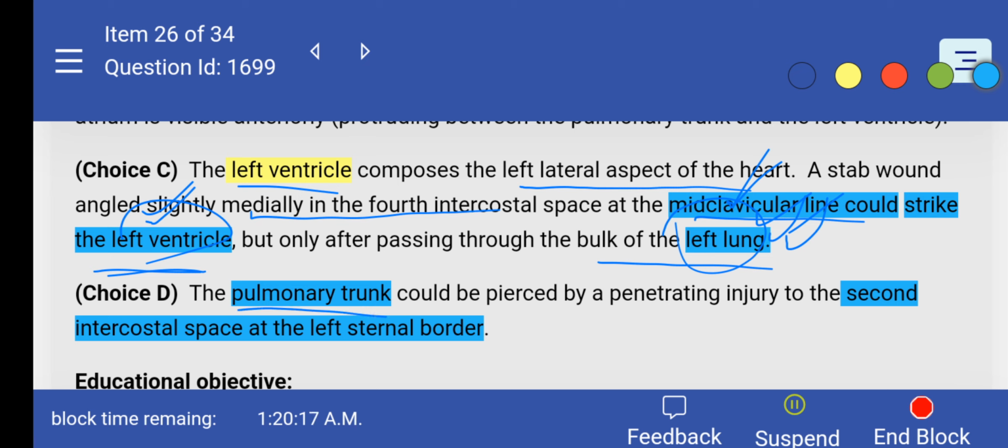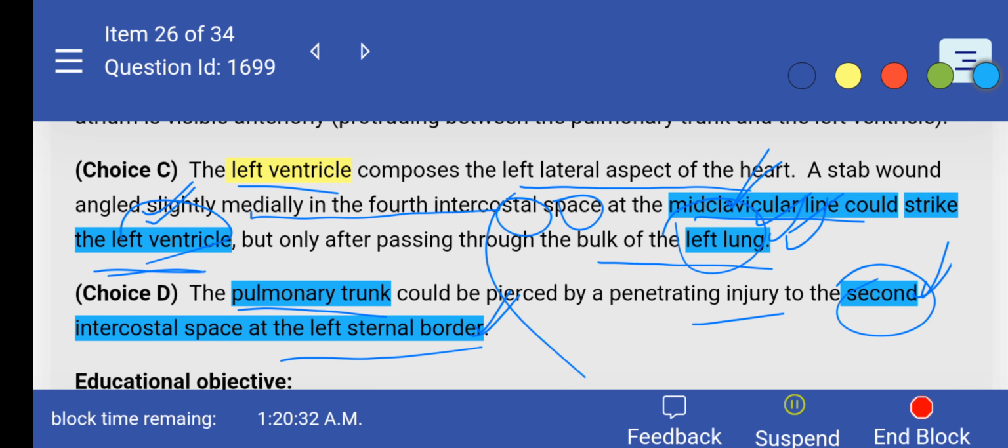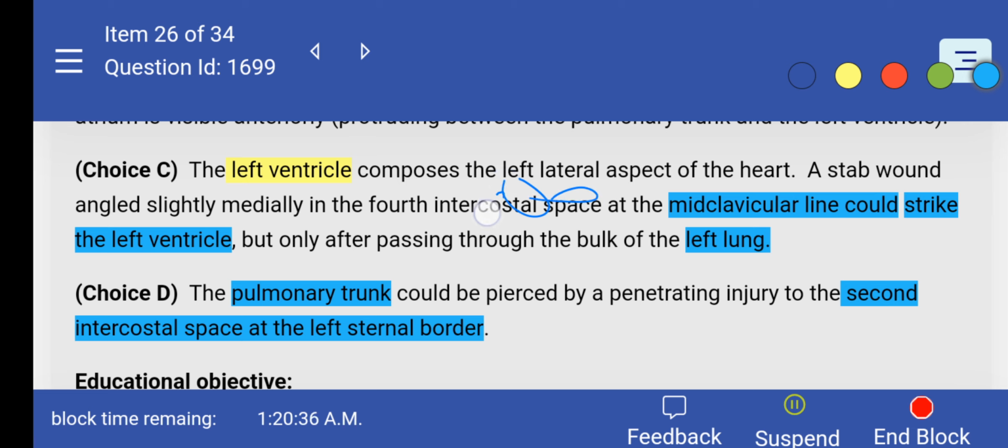Then why not option D? The pulmonary trunk could be pierced by penetrating injury to the second intercostal space at the left sternal border, right? Let me remove this. Let's say this is the heart. The aorta is on the right side, but there is crossing over; and the pulmonary artery, which is on the right side, would be shifted to the left side in the second intercostal space. So that's why it is the second intercostal space at the left sternal border, right?